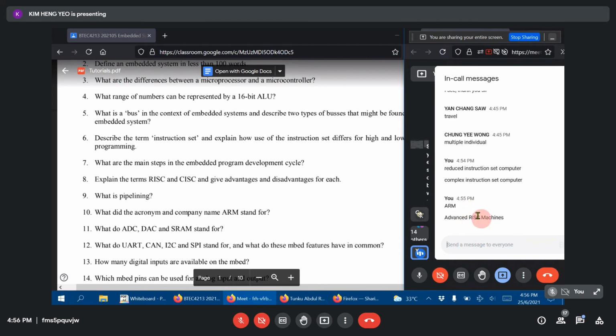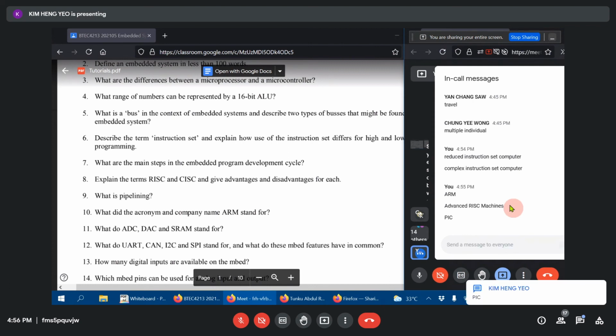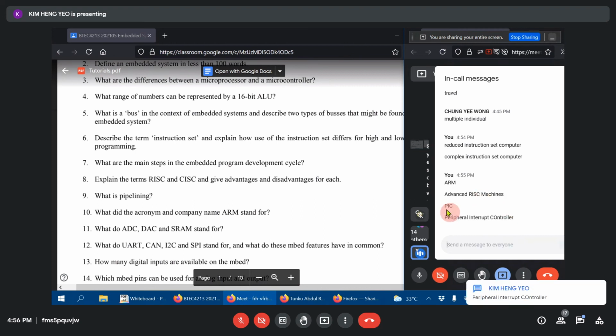But now this name doesn't really mean anything anymore. You know, your PIC, it actually means peripheral interrupt controller. In the old days, the company PIC, their job was to build interrupt controllers. Okay? But now it doesn't mean anything anymore. It's just a name. Now ARM is just a name. It doesn't stand for Advanced RISC Machines anymore.